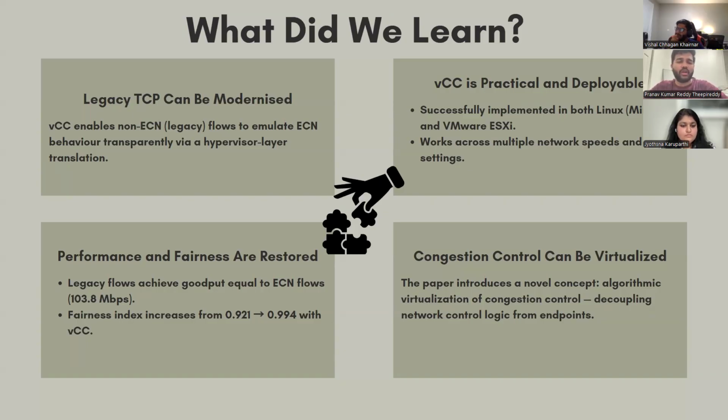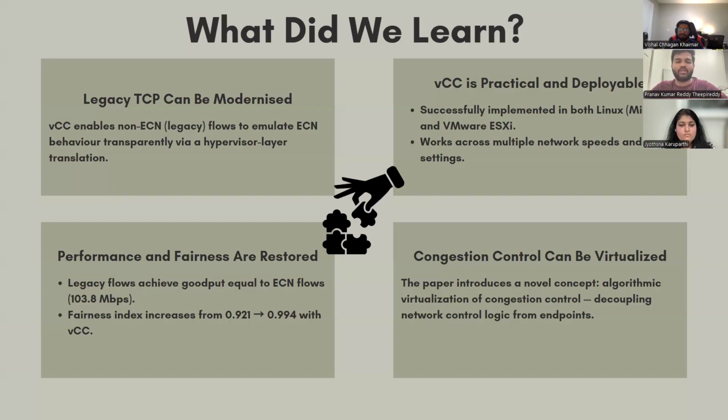Coming to fairness and performance, performance and fairness are restored. Legacy flows achieve goodput equal to ECN flows, which we have seen in the results. We saw that the ECN gives 100 Mbps and virtual congestion control gives 103.8 Mbps, which is 3.8 Mbps more as well. So it can achieve a goodput approximately equal to the ECN flows, whereas the non-ECN flows give just around 14 Mbps. So it's a very big difference between the non-ECN and the VCC flows.